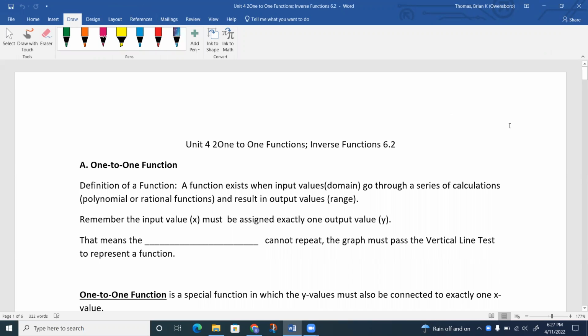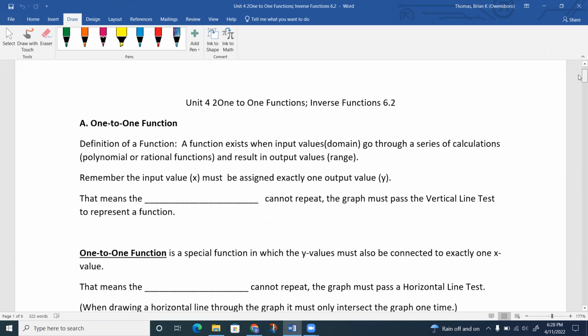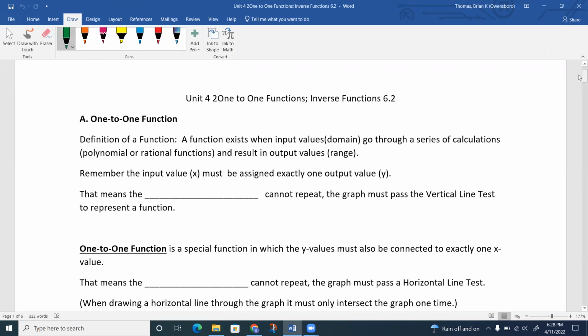Remember, we've already defined what a function was, so let's just review that again. Definition of a function. Remember, a function exists when input values, which we also call the domain, go through a series of calculations, which now we know are also called polynomials or rational functions. And the result is what we call these output values or the range.